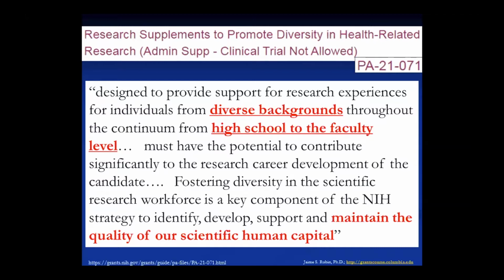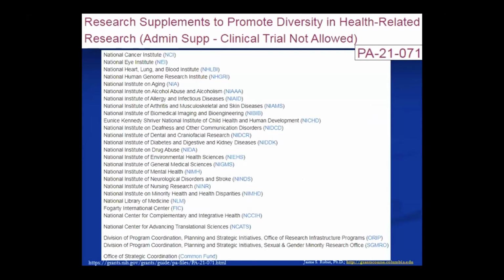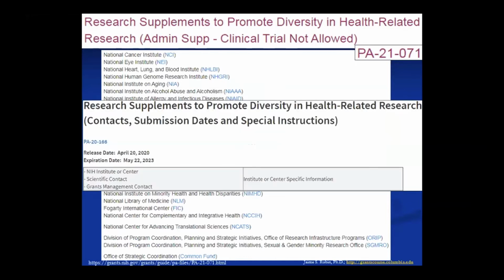This individual can be a high school student all the way up to the faculty level. And so this is to enable these individuals to join an ongoing and funded research project, especially relevant to the material I'm going to discuss in a few minutes. As you can see, this is a funding announcement where all the different NIH institutes are listed, and one should contact the contact, if you will, from each of the different institutes if you're going to apply. Because some of them have different deadlines.